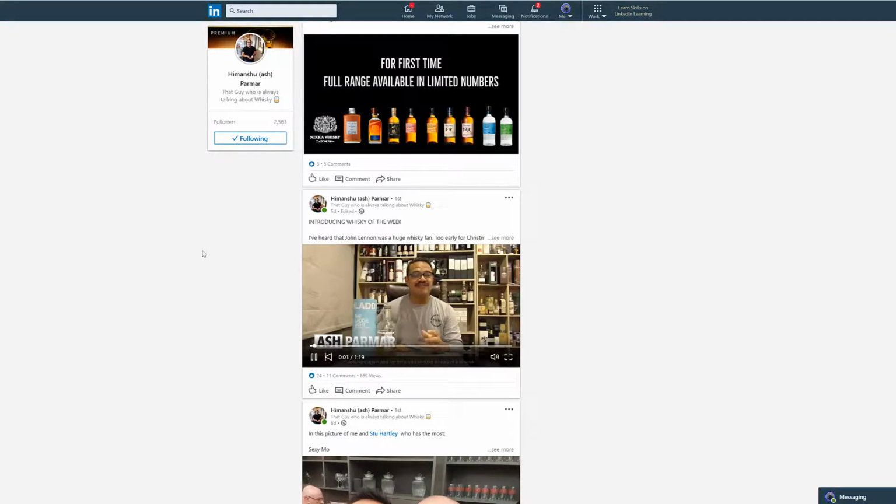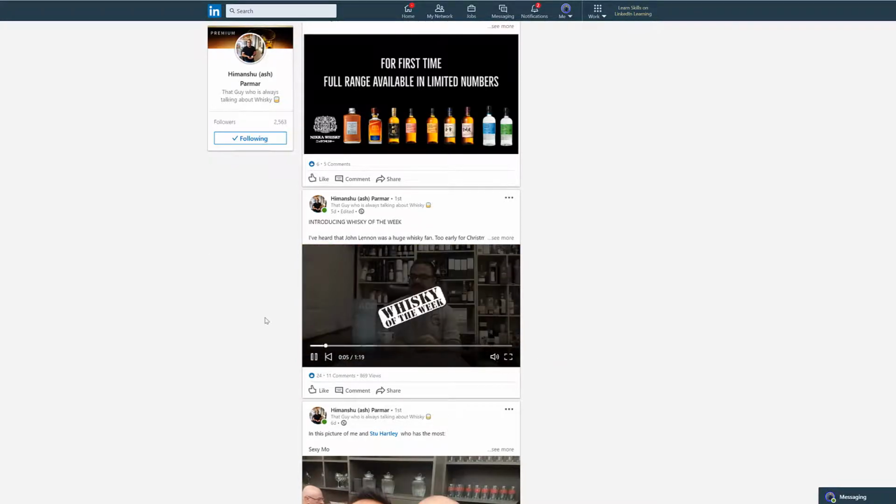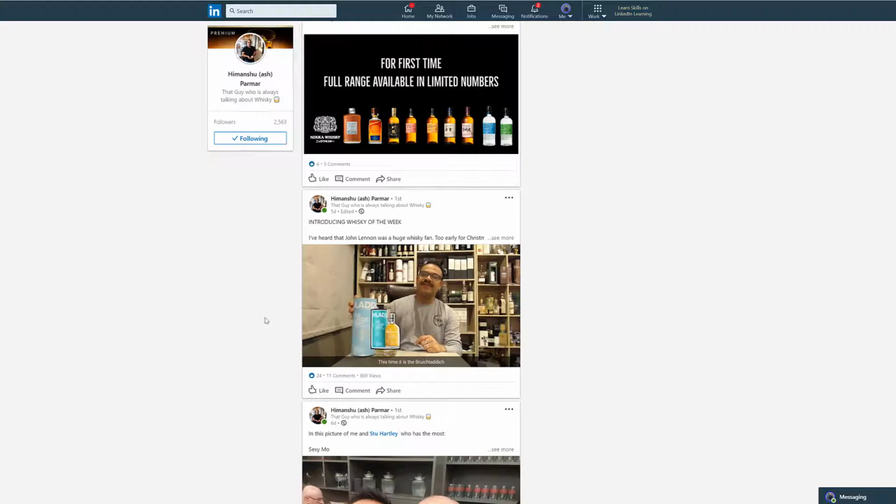Hi everyone, Ash here again, and I'm here with another whiskey of the week. This time it is the Bruichladdich, the classic Laddie, 8-year-old bottle.